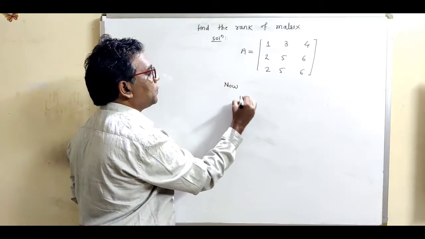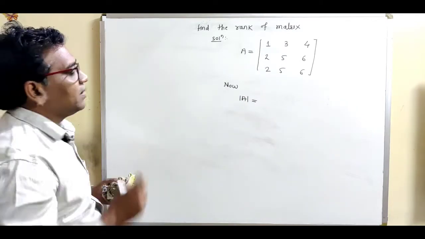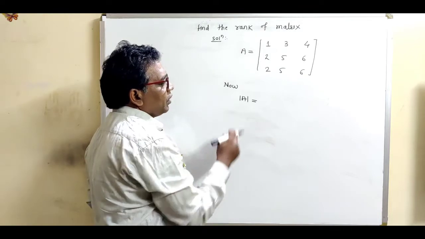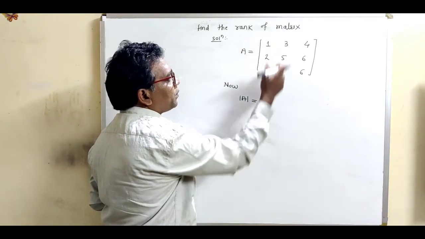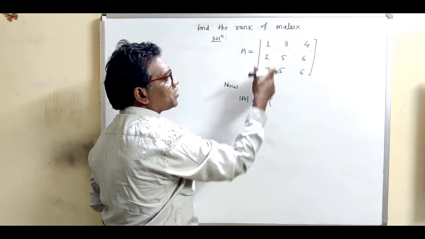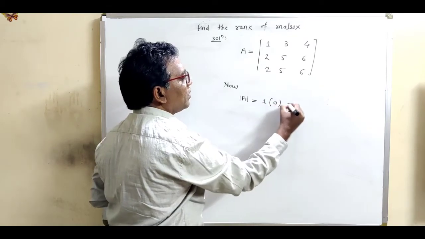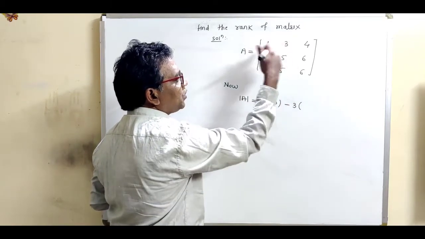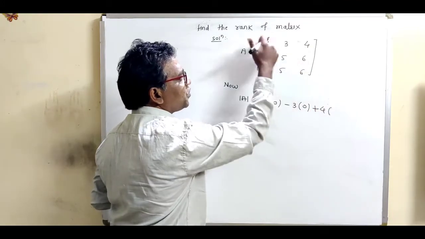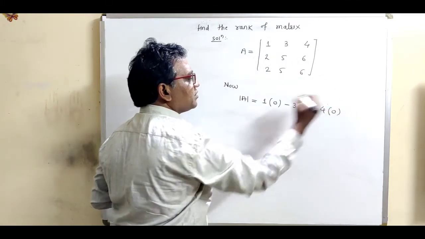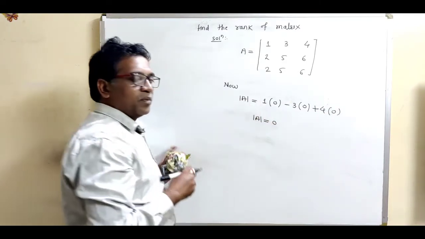So write down. Now determinant of A is equal to, so find out this determinant. 1 into bracket, delete the corresponding row and corresponding column: 30 minus 30, this is 0. Minus 3 into bracket, delete row and column: 12 minus 12, it is 0. Plus 4 into bracket, delete this row and column: 10 minus 10, it is 0. So we have found this determinant of A is equal to 0.